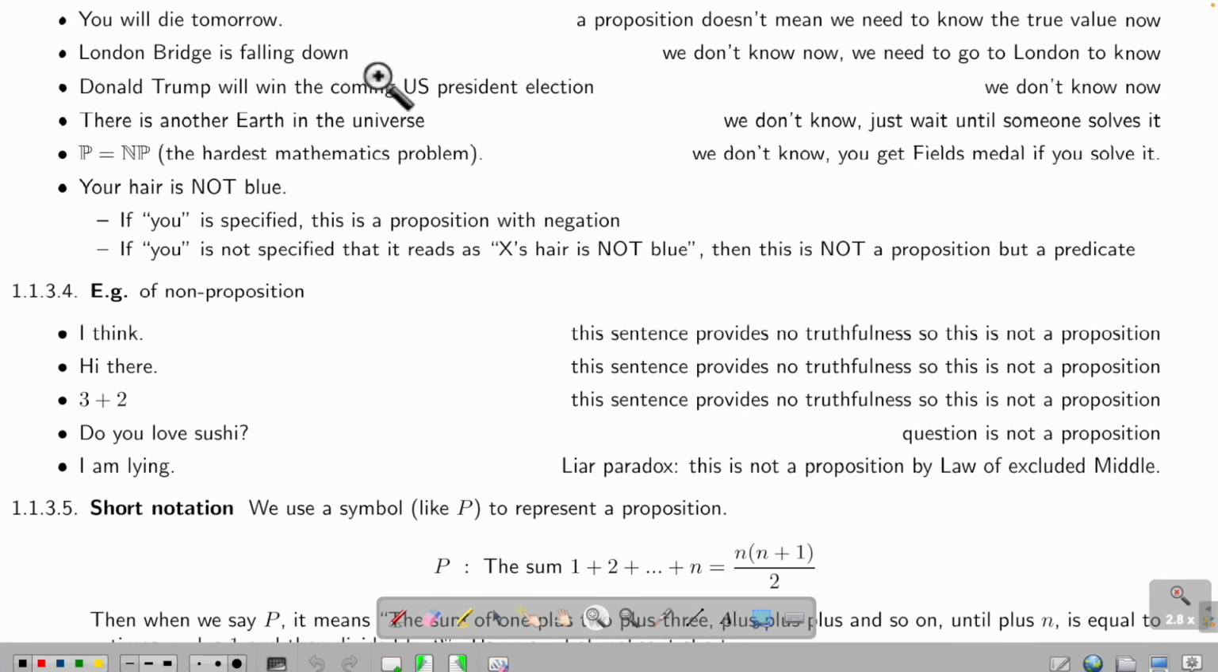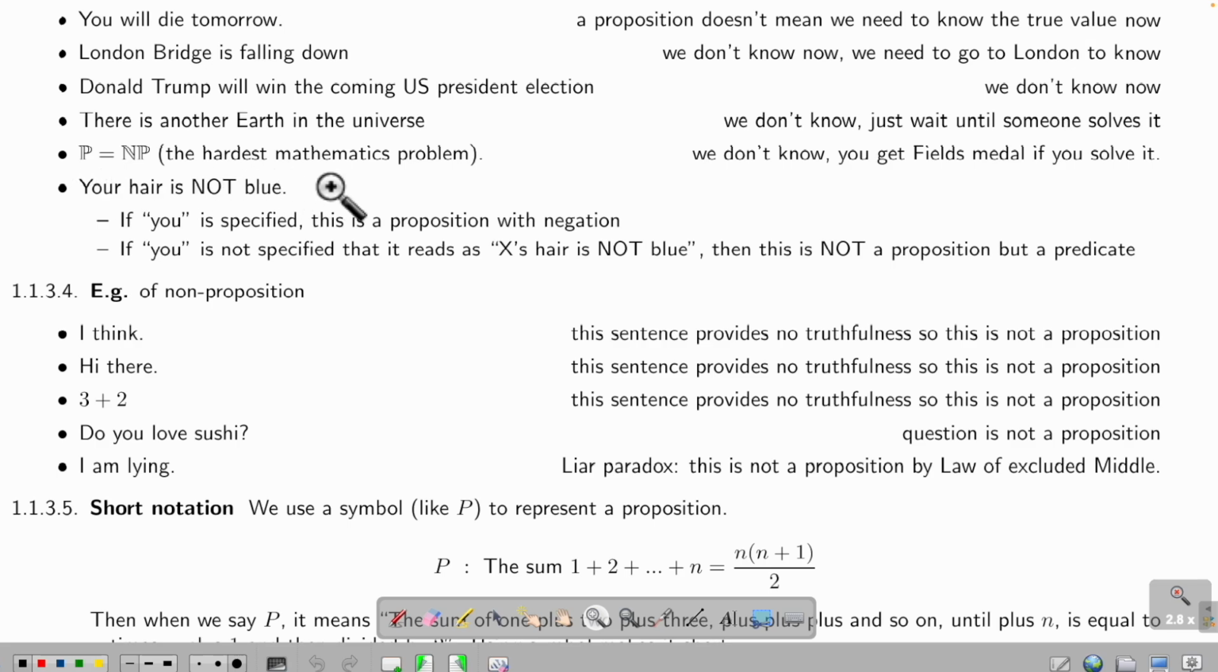And here's another one. You will die tomorrow. This is also a proposition. It's either true or false, right? This example is to show that a proposition is something either true or false. I didn't say we know the truth value. Same with, Donald Trump will be the next US president. We don't know, but is this a proposition? It is a proposition.